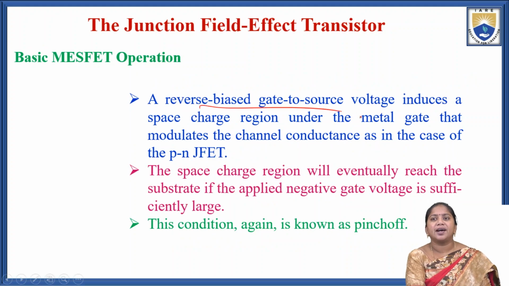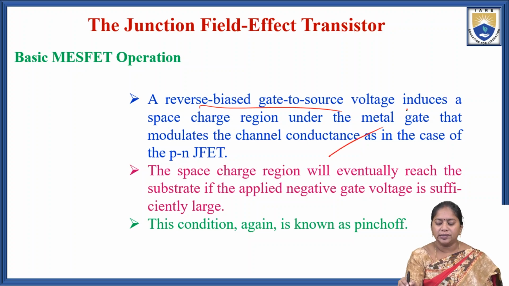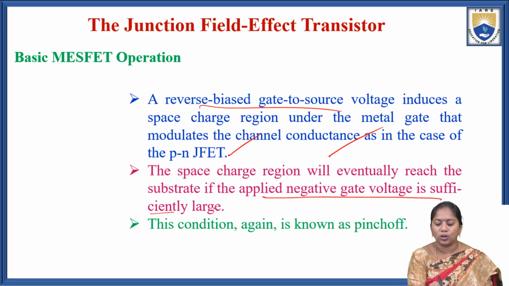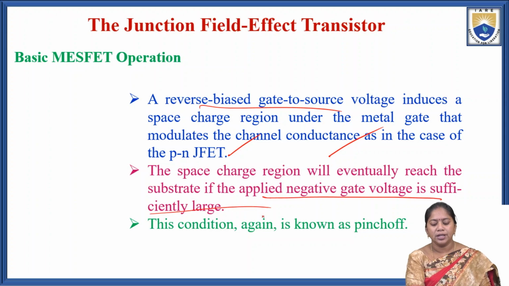A reverse biased gate to source voltage induces a space charge region under the metal gate and modulates the channel conductance, as in the case of the PN JFET. The space charge region will eventually reach the substrate if the applied negative gate voltage is sufficiently large. This condition again is known as the pinch off voltage.